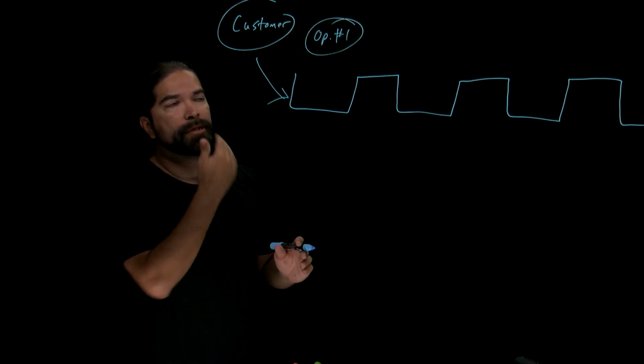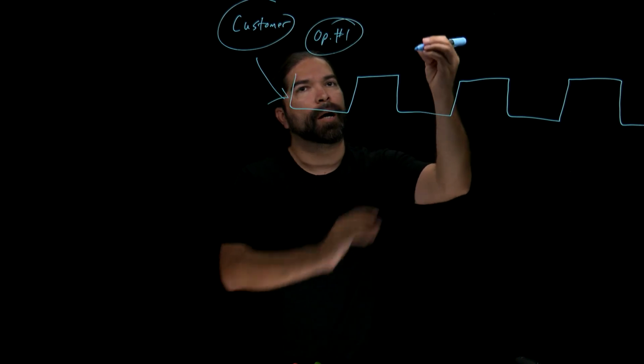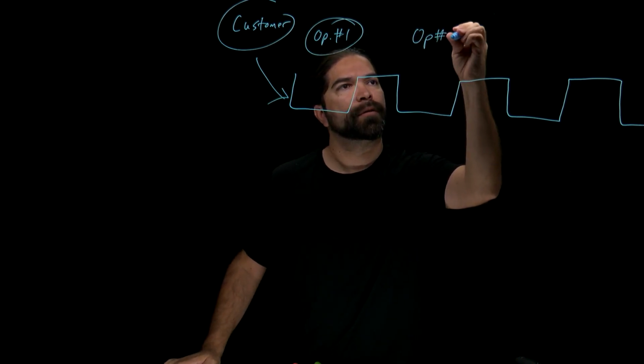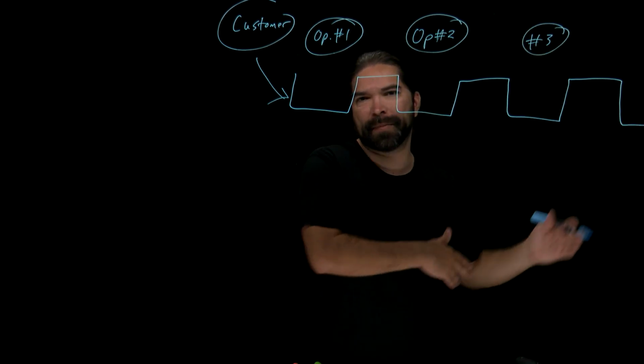This operator number one is doing a particular thing. Similarly, when they move on and they've done their work, operator number two here, right? And then number three, etc., etc. And you do this as many times as necessary.